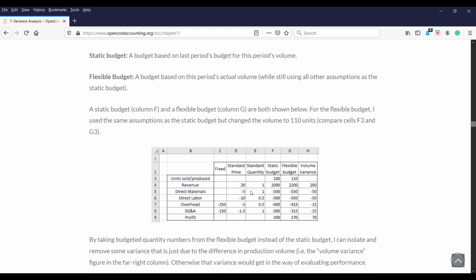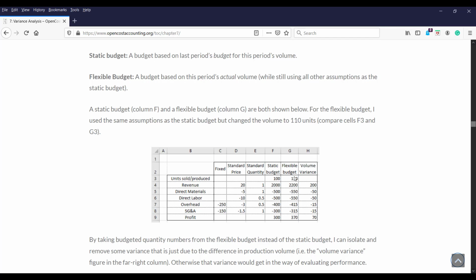So this is it right here. This is an example of it in this table. We have the static budget volume right here. This is the flexible budget volume, the actual volume. Everything else in the flexible budget is the same, using the same standard price and quantity for revenue, materials, labor, overhead, and the variable portion of SG&A.